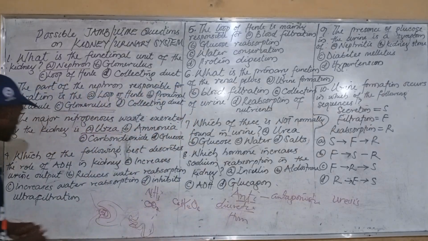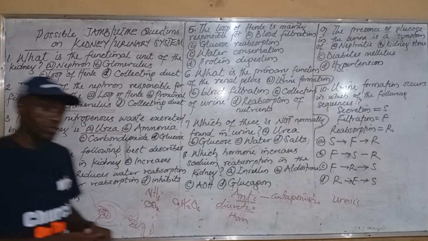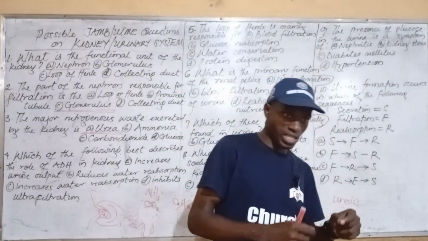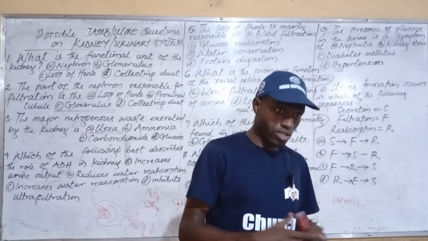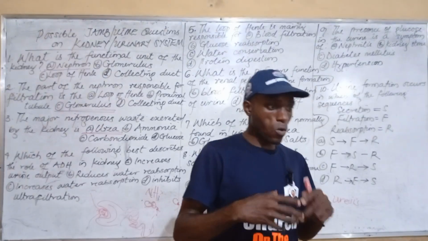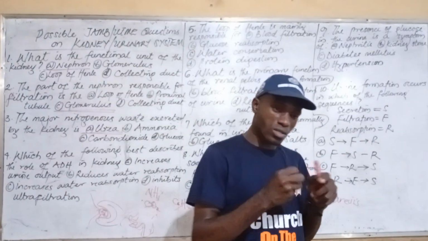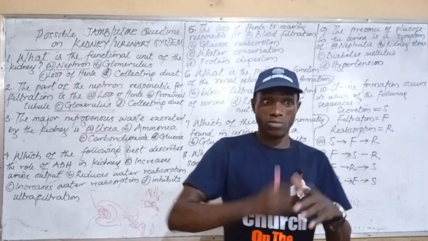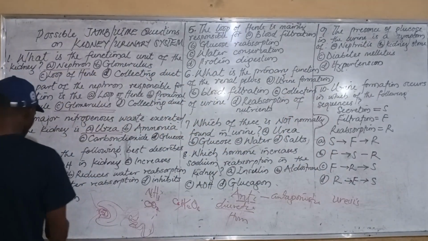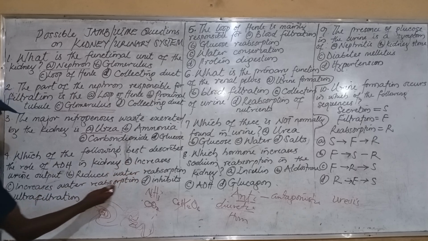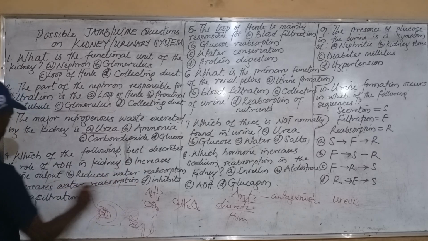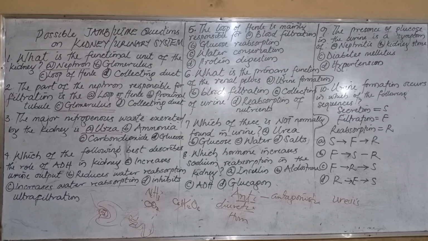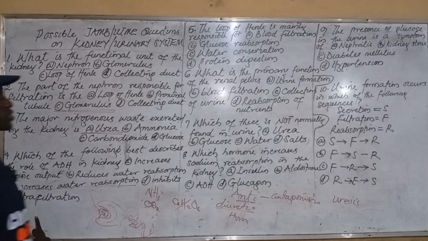So what it does is basically it increases absorption of water so that your urine is concentrated, with less water being lost from the body. You understand? It is making sure that it's only waste that goes, that water is as much as possible conserved. And that's one of the functions of the loop of Henle too. So the answer will be increases water reabsorption, right? Then inhibition of ultrafiltration, that's also wrong.